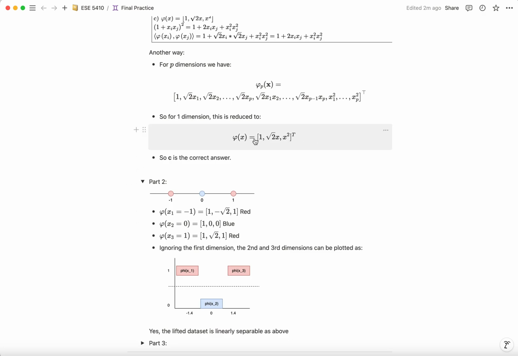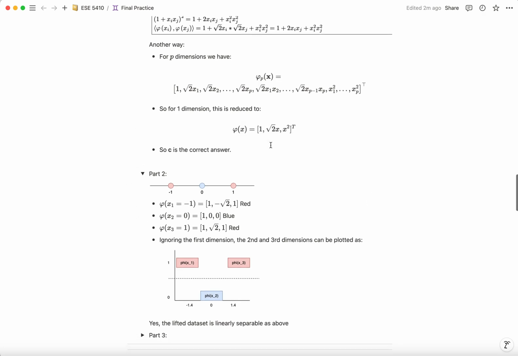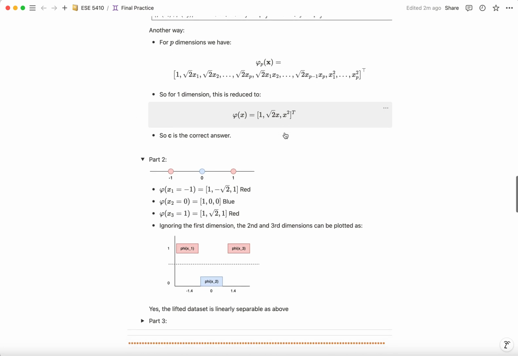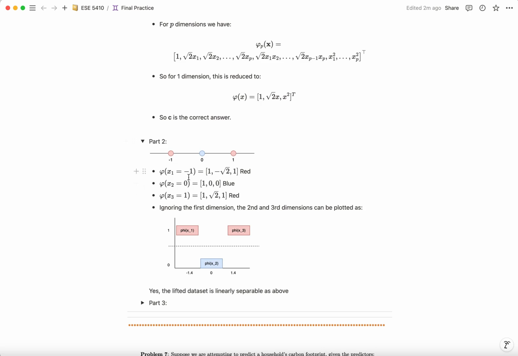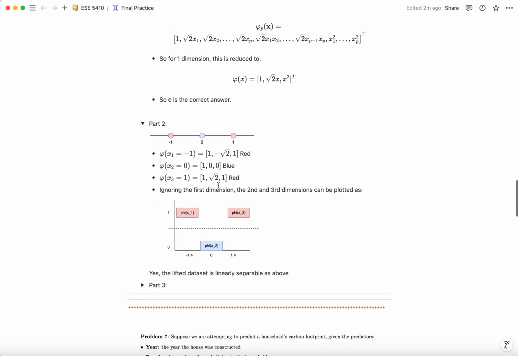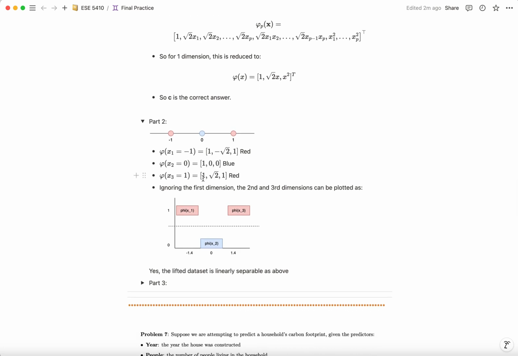So we have the lifting function. We have decided this is the correct lifting function, and all that needs to be done is substitute the value of x for each of the data points and see what the lifted vector looks like. So when x1 is -1, we end up with this vector as our lifted version of x1, and we know it has a red label. And when x2 is 0, we end up with this vector as the lifted version of x2 with a blue label, and this as the lifted version of x3 with a red label.